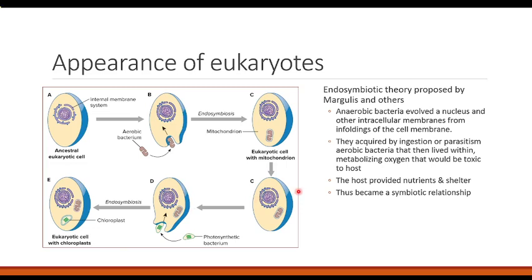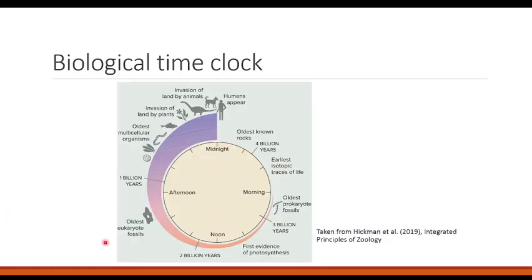So I'm discussing this because it's important to note that animals, being eukaryotic, only appeared within this biological time clock. So less than 1 billion years ago, these are the oldest eukaryote fossils. Within this span of time, the eukaryotic cell was formed and then somehow evolved the ability to produce cells that live together and cells that have become specialized.